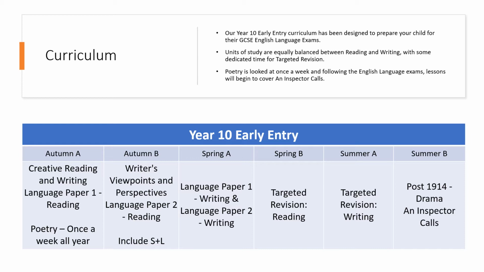We begin the year in Autumn A by looking at creative reading and writing, particularly the reading section of Language Paper 1. In Autumn B, we look at the reading section of English Language Paper 2, as well as a bit of speaking and listening. In Spring A, we look at the writing sections of both papers, and this leads us well into Spring B and Summer A, where we're able to target revision based on the reading and the writing needs of each individual child.